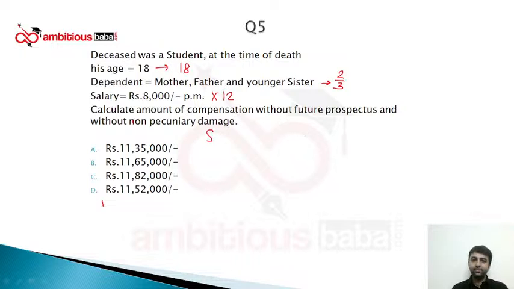So 8,000 multiply by 12, multiply by age factor 18 and multiply by 2 by 3. 3 1s are 3, 3 6s are 18. So simple. The answer of this calculation, what I have done, it will be 11,52,000.